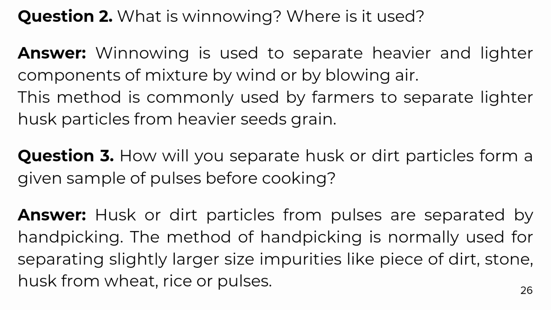Question 3. How will you separate husk or dirt particles from a given sample of pulses before cooking? Answer. Husk or dirt particles from pulses are separated by handpicking. The method of handpicking is normally used for separating slightly larger size impurities like pieces of dirt, stone, husk from wheat, rice or pulses.